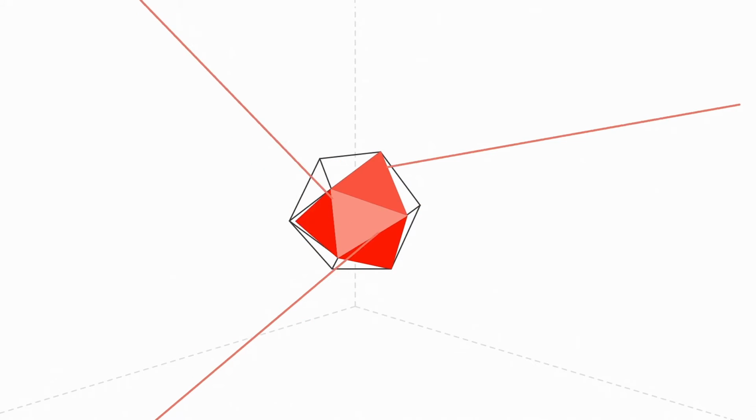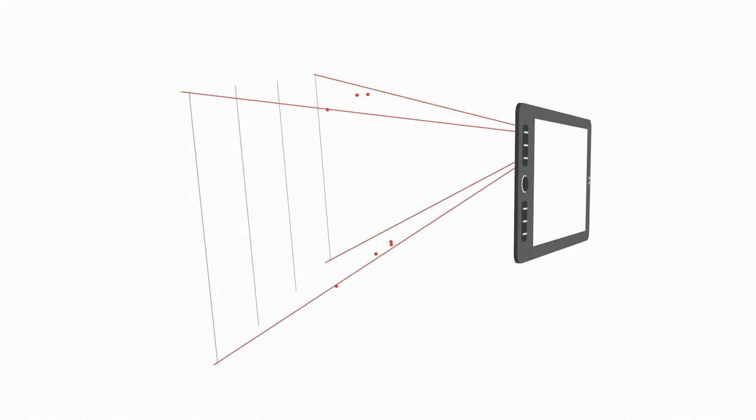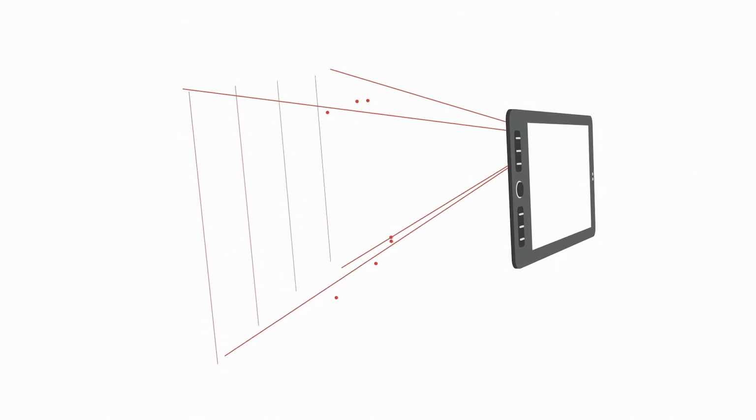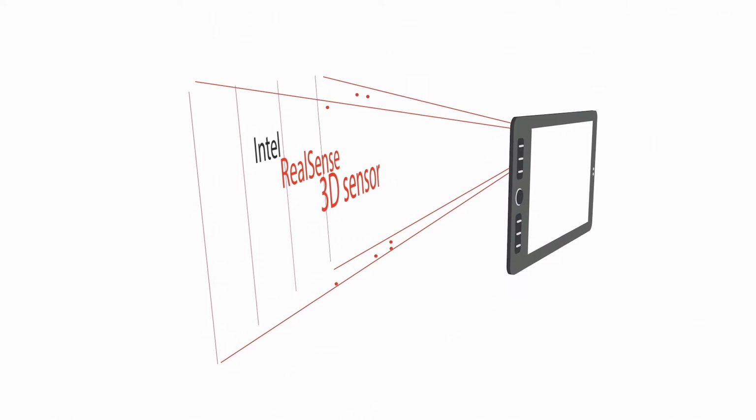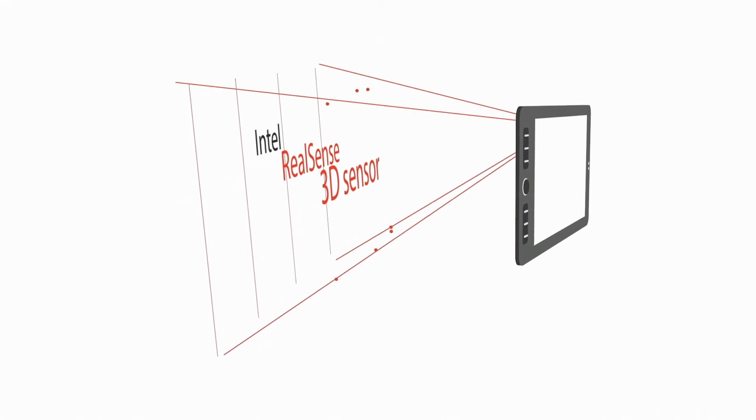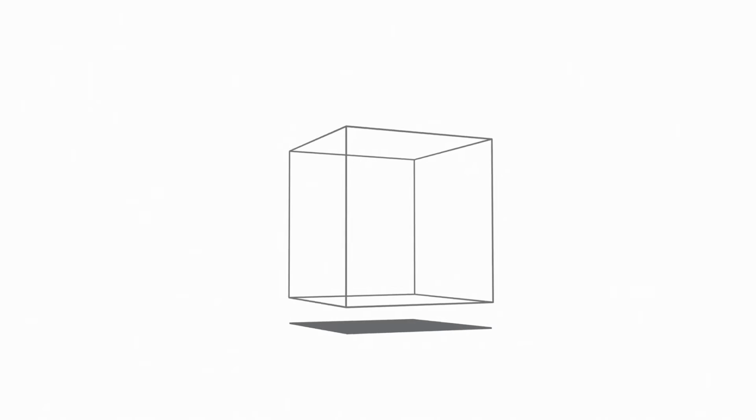An intro to 3D scanning with Artec Studio Ultimate and Wacom MobileStudio Pro. The new Wacom MobileStudio Pro features a built-in Intel RealSense 3D sensor. You can use the sensor to make 3D models in Artec Studio Ultimate, industry-acclaimed professional software for 3D data processing.